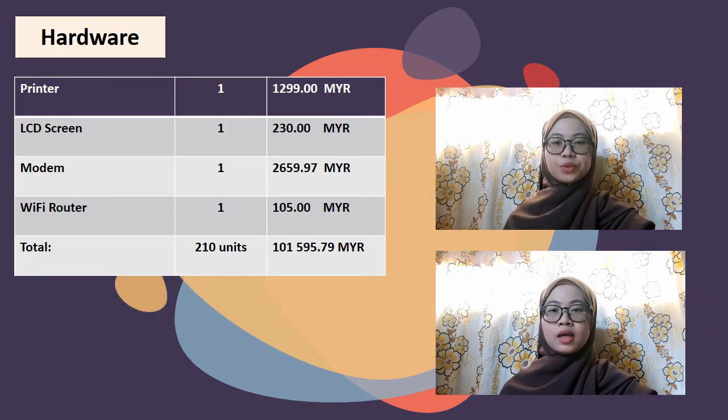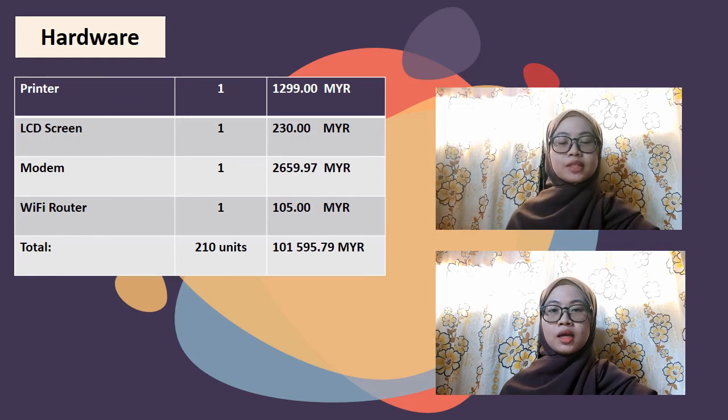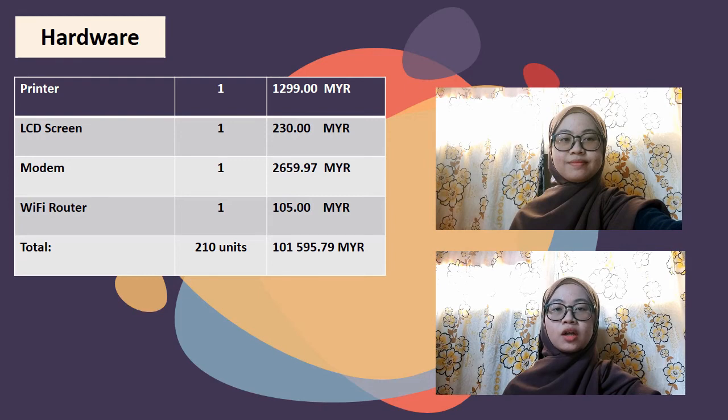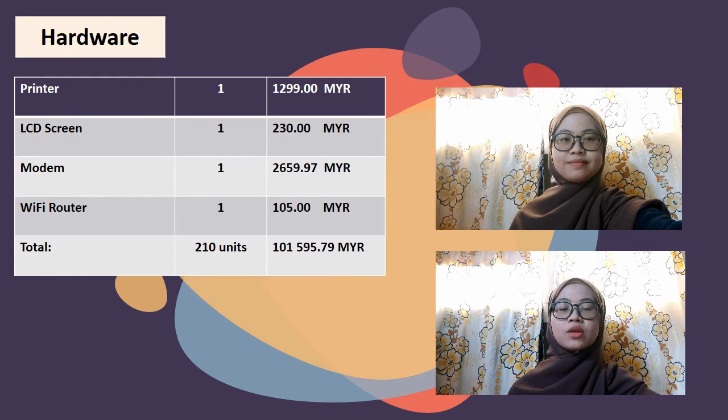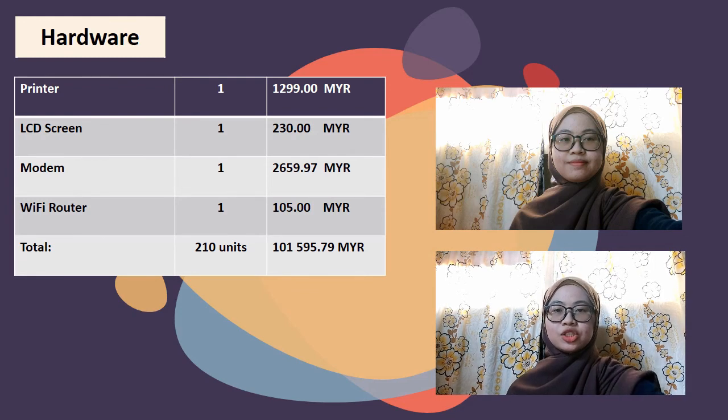Moreover, we decided to put only one unit for each of the following hardware, which is printer, LCD screen, projector, modem and Wi-Fi router, to be used by the students and teacher for their connectivity and effectiveness in their education inside the computer lab room. The total of the hardware located inside the computer lab room is about 210 units and worth about 1,015,095 ringgit and 79 cents in ringgit Malaysia.